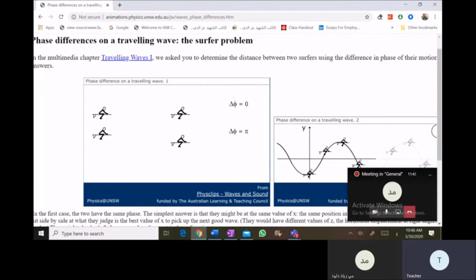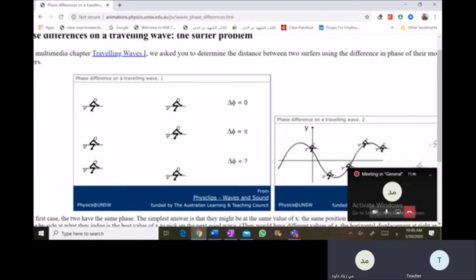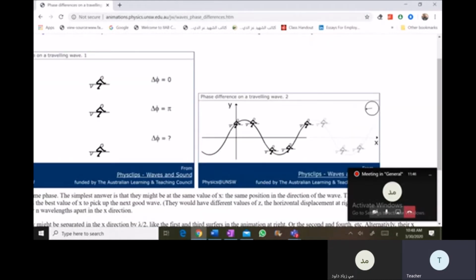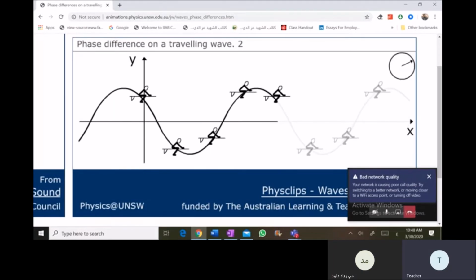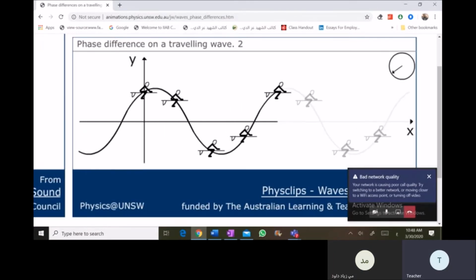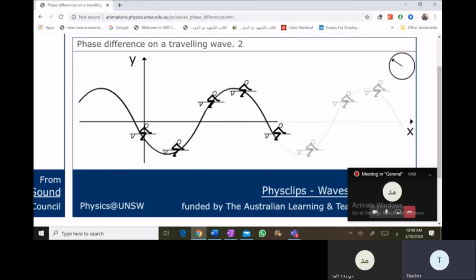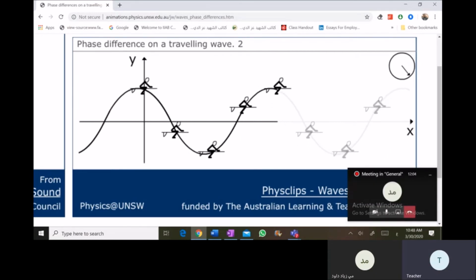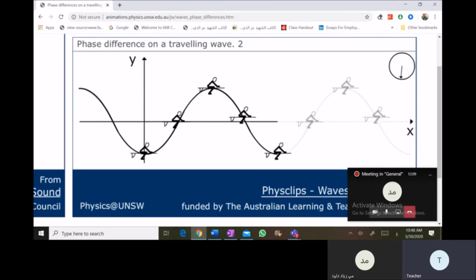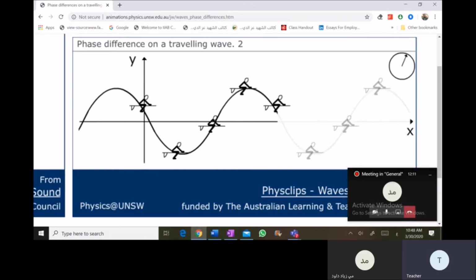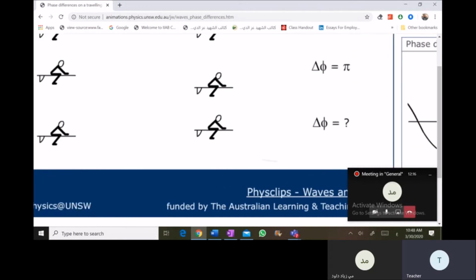Okay, guys. Here we have, let's consider this wave. We have particles that are oscillating, like these particles, as what we see here. When these particles are oscillating, we can say that there are particles that oscillate in phase, like these.